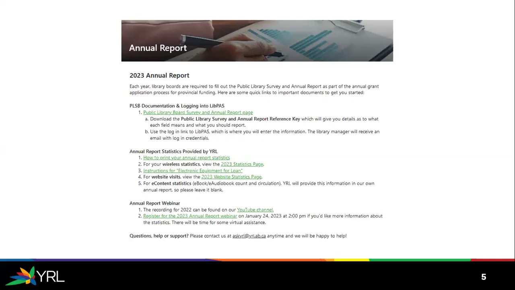There are also links to the wireless statistics. So that's going to be Wi-Fi sessions for your library. There's also your website statistics, so for your website visits. We'll touch on that as well. And then a note about e-content. And we'll come back to this as well, but YRL reports on e-content for the region, so it's not something that you have to include in your annual report. So we will go through each of these in a bit more depth as we go along.